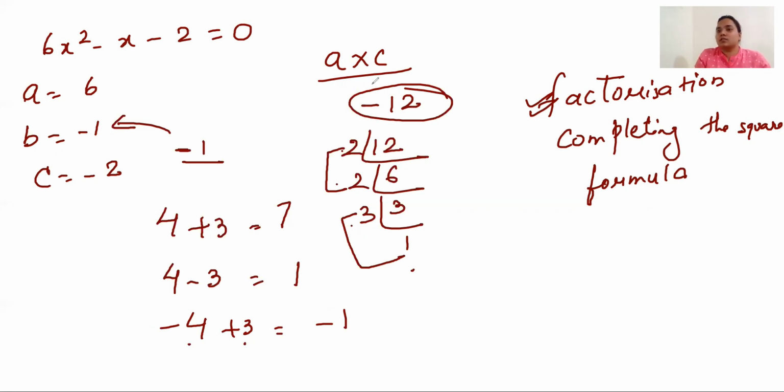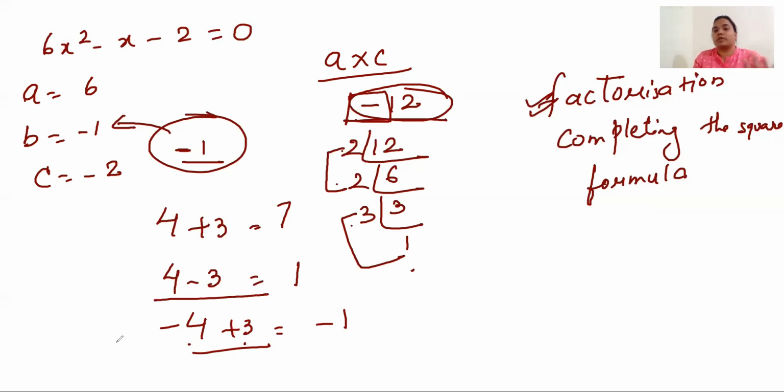So this is the main thing here. We have to check the product should be equal to minus 12 and the sum or difference should be equal to B, and we have to keep this in mind. Sometimes we just ignore this minus sign. In this question, the silly mistake we can make is to take 4 minus 3, thinking that we are getting 1, and then the question becomes wrong.